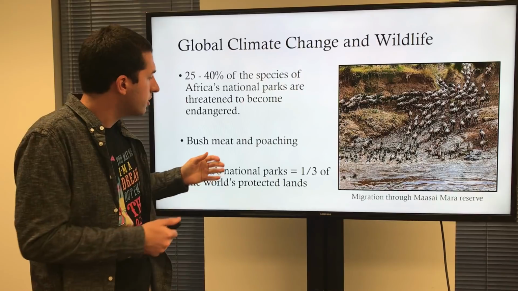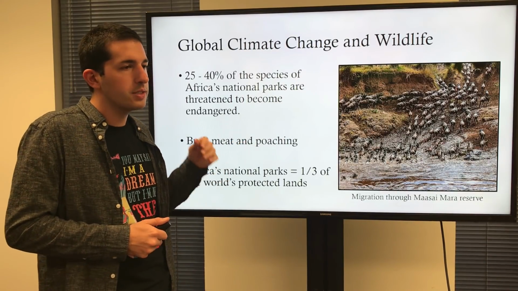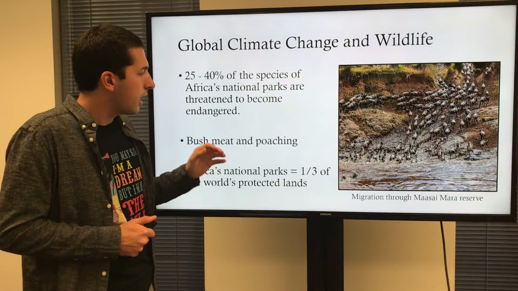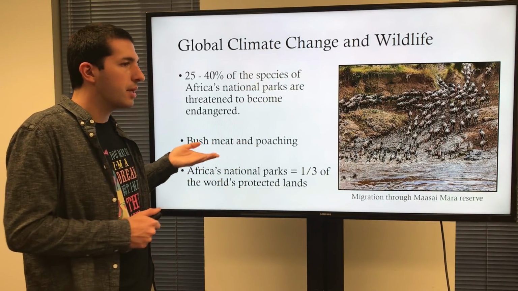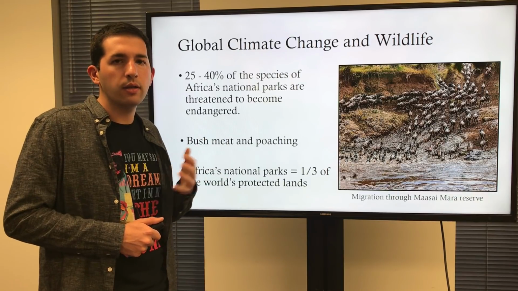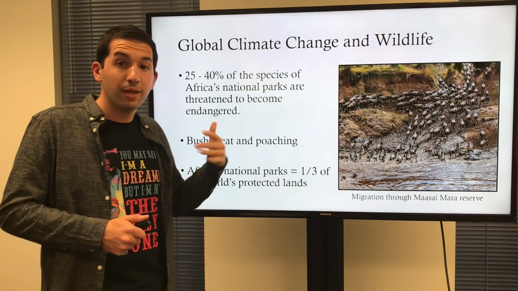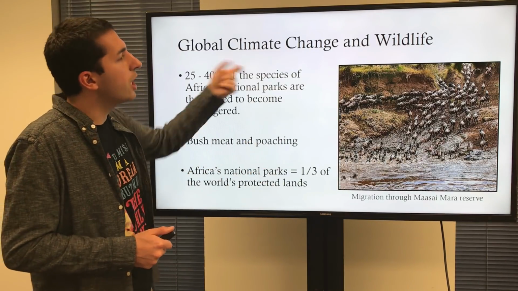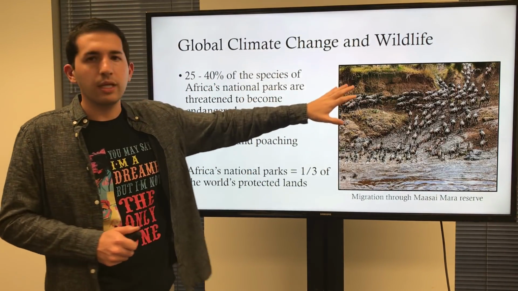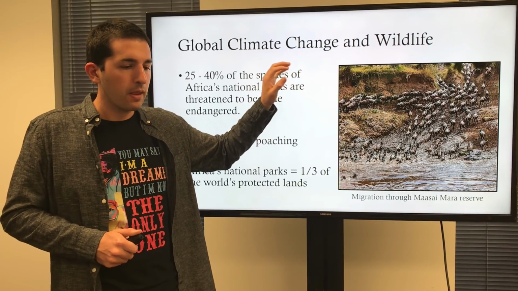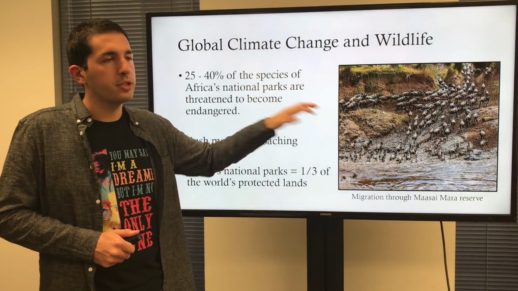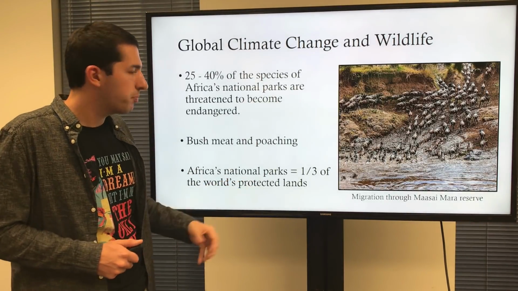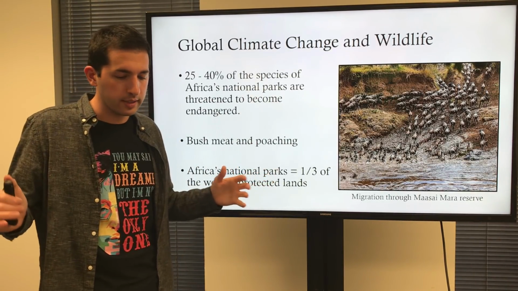just simply the interaction. And poaching. Well, poaching we know is the illegal killing and hunting of some of these protected animals. And why do these things happen? Well, sometimes bushmeat to have a food source, poaching to make money, okay? And so these two things in conjunction with climate change have an immediate and damaging impact on the wildlife in Africa. And Africa's national parks account for 1/3 of all the world's protected lands.